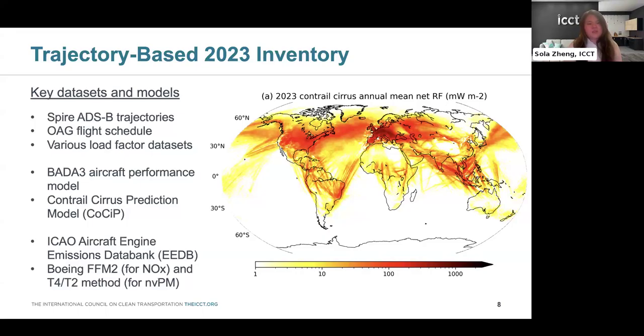And we use the BADA 3 aircraft performance model developed by Eurocontrol for the fuel burn and emissions, as well as a Python implementation of the control series prediction model, or COSIP, for the modeling of the per flight emission performances. There are also detailed engine emissions being modeled through known methods from existing literature.